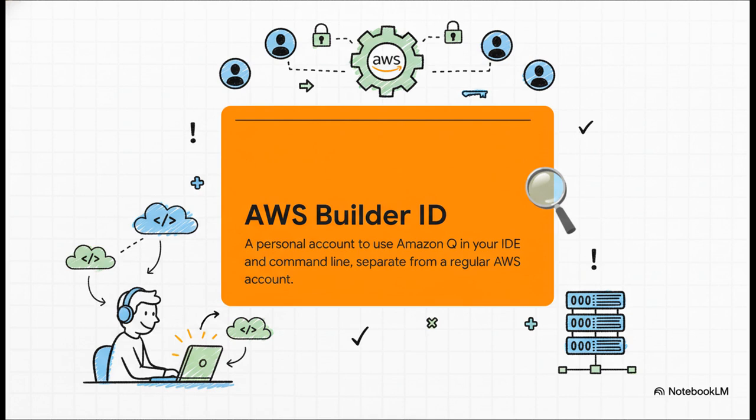The best way to think of this is like your own personal, super easy-to-get gym membership, but for Amazon Q. It's a free account, totally separate from a big, full-blown AWS account, and it's designed for one thing: getting you coding with Q inside your IDE or on the command line pronto.